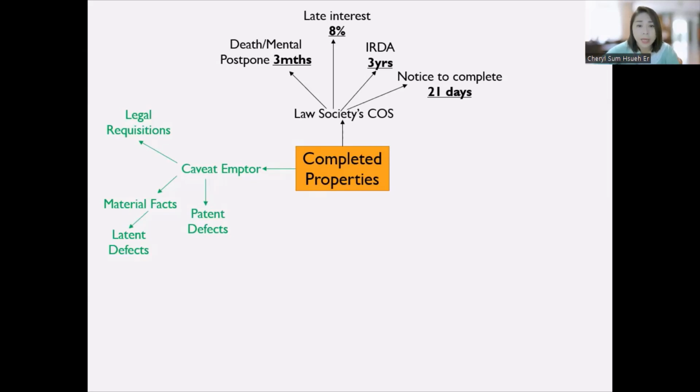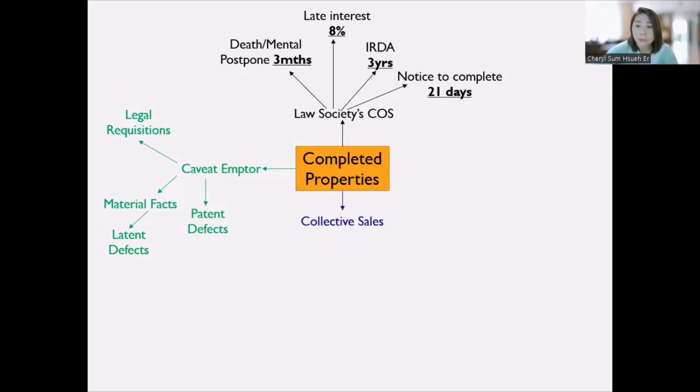So in the event of death, or if either party loses mental capacity, the completion date can be postponed 3 months. If either party is late for completion, late interest 8% per annum. IRDA stands for Insolvency, Restructuring and Dissolution Act. There is a clawback period that we need to be mindful of, 3 years. Notice to complete 21 days.